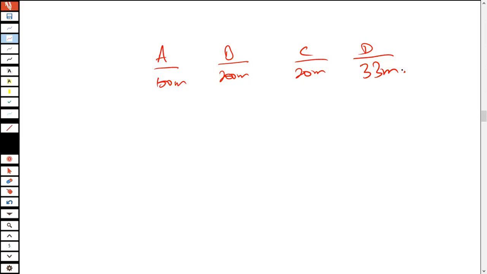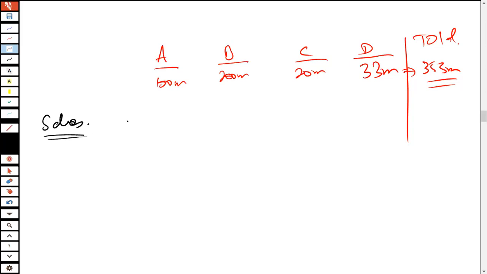Now, what are these sales? Are these external sales or internal sales? They include both of them. Now see, 100 million plus 200 million plus 20 plus 33 gives you 353 million. This is the total sales of all operating segments. Now, if I try to identify which of them meets the criteria for sales, what am I going to do?